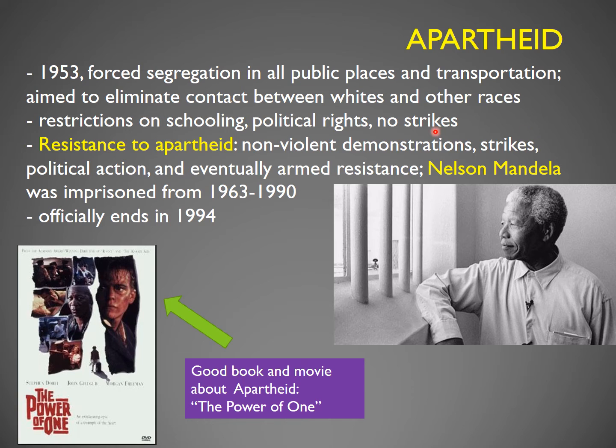There was resistance to apartheid: nonviolent demonstrations, strikes, political action, and eventually armed resistance. Nelson Mandela was imprisoned from 1963 to 1990, and apartheid officially ended in 1994. A good book and movie about apartheid is called The Power of One.